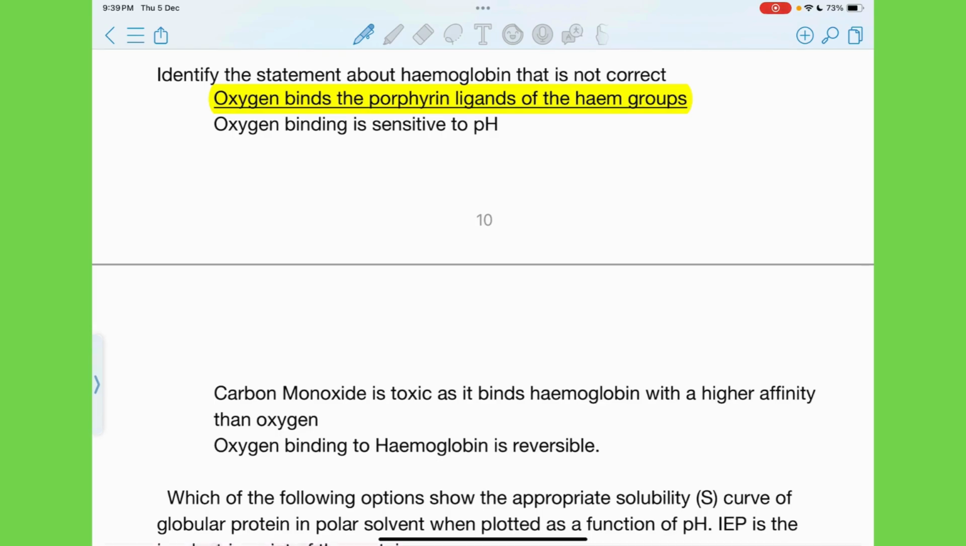Identify the statement about hemoglobin that is not correct. Be aware of this, not correct, and the correct statement. Please read the question very carefully in your exam. Oxygen binds the porphyrin ligands of the heme group. This is wrong because oxygen binds to the iron atom within the porphyrin ring.